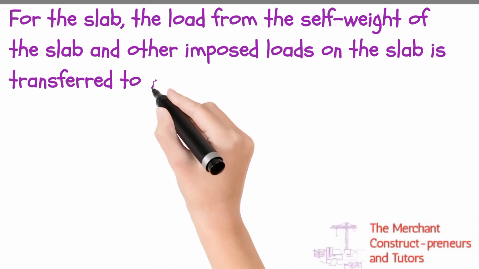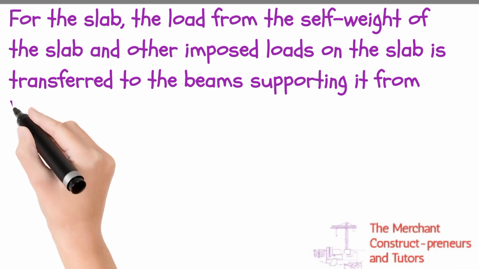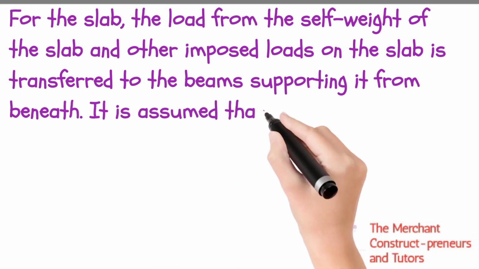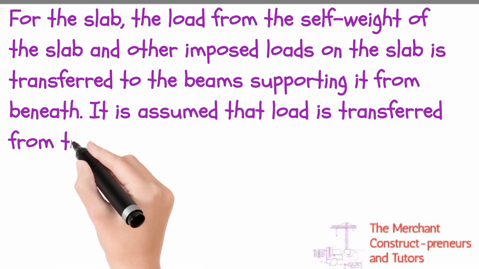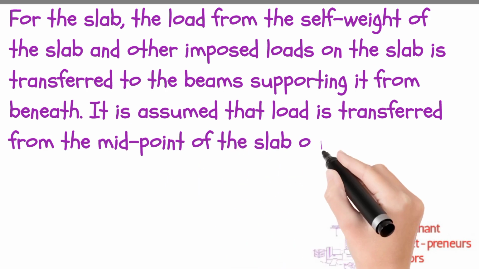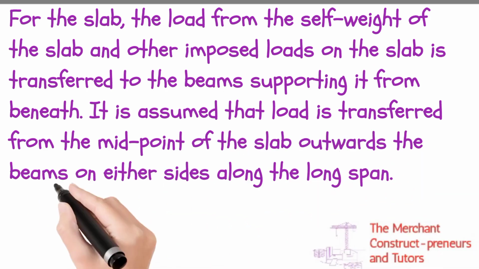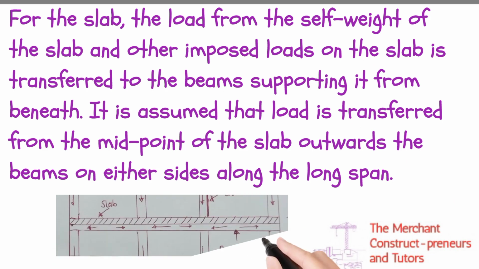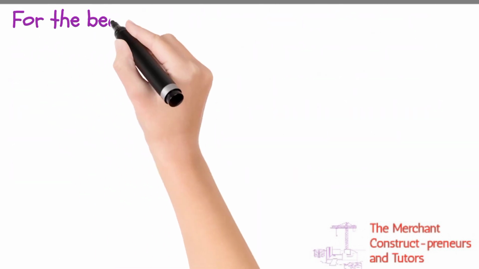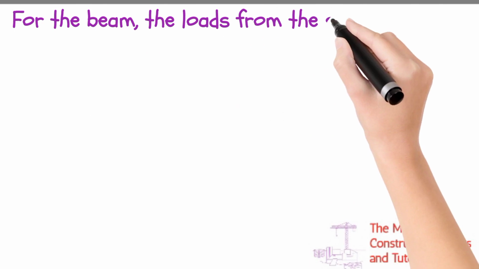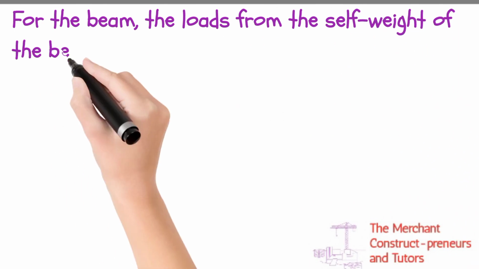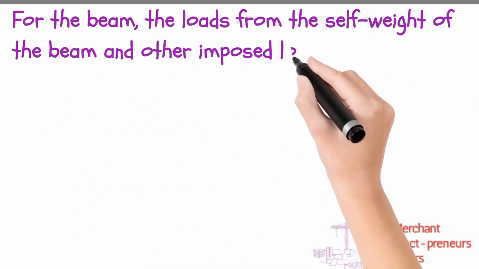And solid slabs are usually supported by beams, unless you have a flat slab where you don't have any beam. So for the beams, the loads from the self weight of the beam and the imposed loads from the slab are transferred to the column supporting it from beneath. It is assumed that the load is transferred from the midpoint of the beam outwards to the column support on either side, as you can see illustrated in the diagram. So you have the column beneath, you have the beam, and you have the slab.